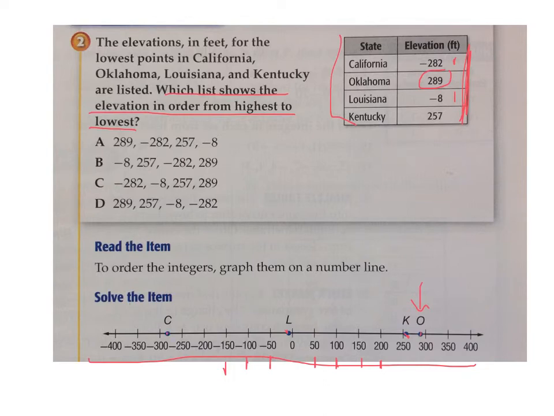And so when I look at this, I can see that my largest is on the far right, and then it gets smaller as it goes this way. So it would be Oklahoma, Kentucky, and then Louisiana, and lastly California. So when I'm looking for my answer over here, I want to find the ones that go Oklahoma, which was 289, first. So that means I can cross out B and C, because I see D and A both have 289 first.